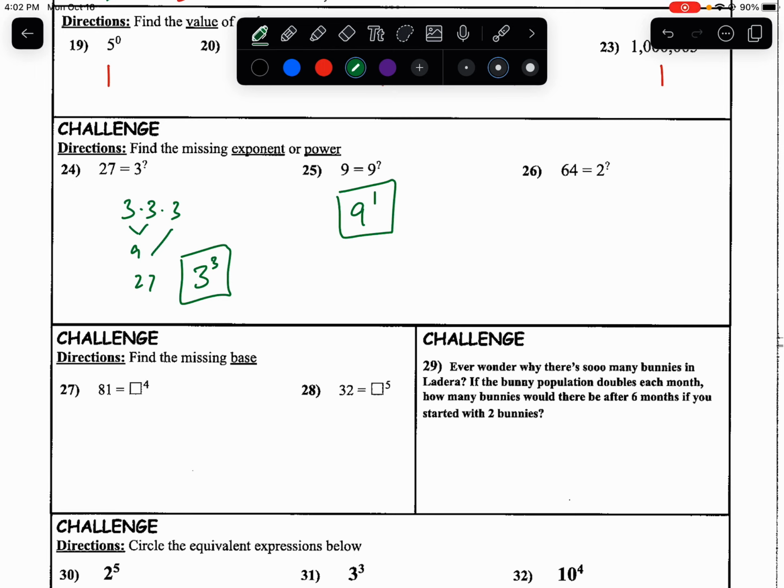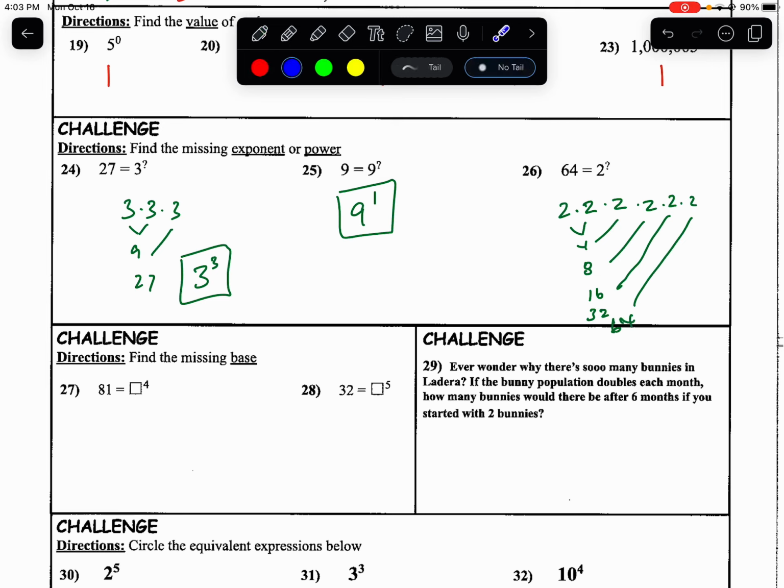And finally, 64 is 2 to the what power? Well, 2 to the first power is 2. 2 to the second power is 4. 2 to the third power is 8. 2 to the fourth power is 16. Is it 2 to the fifth power? No, because 2 times 16 is 32. And if I multiply that by 2 again, I will get 64. So how many 2s did I just write down? 1, 2, 3, 4, 5, 6. Oh, 64 is 2 to the sixth power. So that question mark is 6.